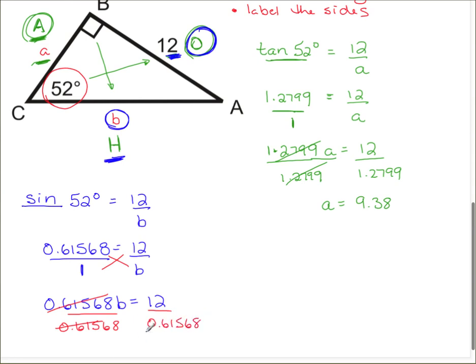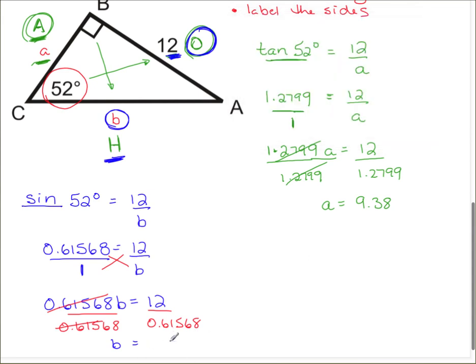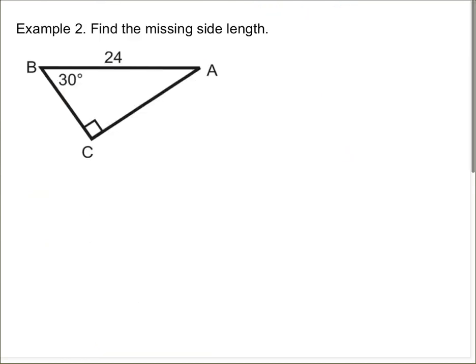Now, I'll be able to figure out what B is as soon as I type that into my calculator. So, 12 divided by 0.61568. And that tells me that it's 19.49. And so we found both sides using trigonometry. Now, once I found one side, I could have used Pythagorean theorem to find the other, but we're practicing trig, so I didn't. Example number 2 says find the missing side length.